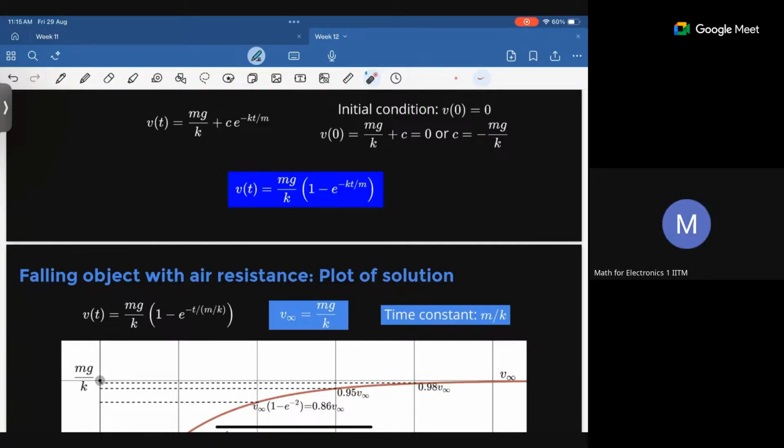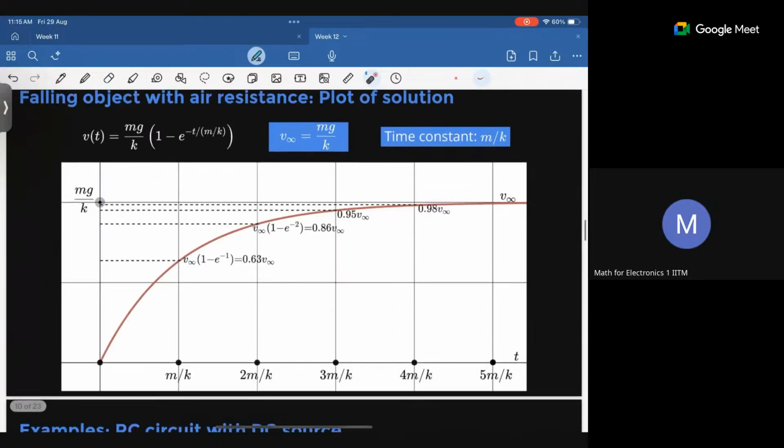At time t equal to m by k, the first interval, it will be 1 minus e power minus 1. So mg by k into 1 minus e power minus 1. At time m by k, it will take this value. At time 2m by k, it will take this value. Slowly, as t tends to infinity, what happens?